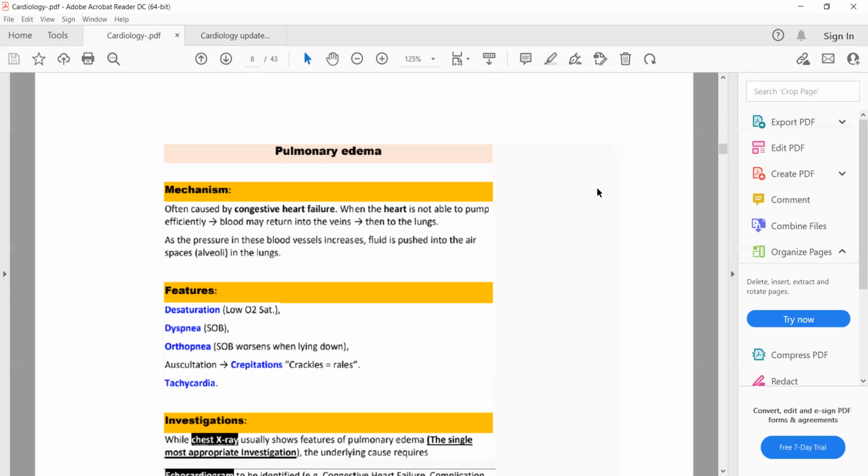So if there is left-sided heart failure, then the blood will start pooling in the left ventricle and left atrium, and there will be backflow of blood in the pulmonary vasculature or pulmonary veins, which will lead to increased hydrostatic pressure in the pulmonary veins and pulmonary capillaries, and the fluid will come out of the pulmonary blood vessels, which will result in pulmonary edema.